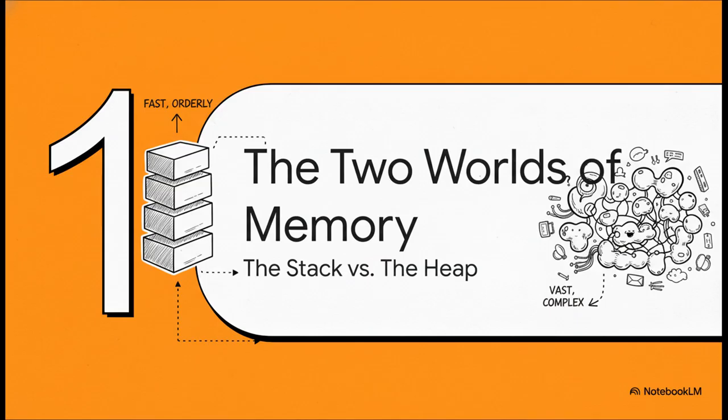Okay, so to really unpack what Eleanor's talking about, we have to look at how Go handles memory. Because here's the thing, not all memory is the same. There's this super fast, super organized world called the stack, and then there's the much bigger, more chaotic world of the heap. And believe me, where your data ends up makes a huge difference in performance.